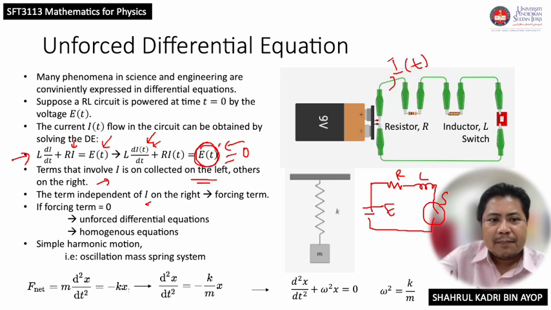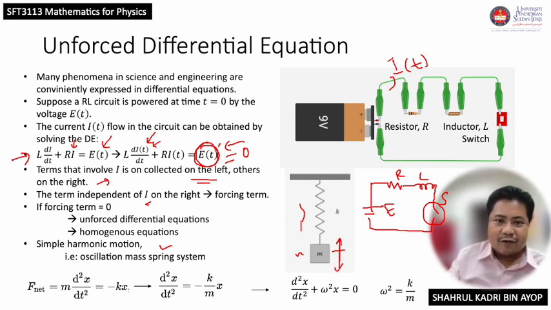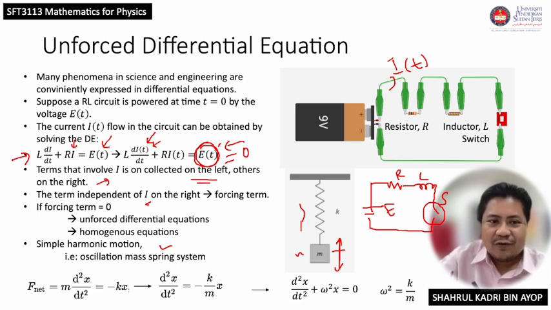Okay, so an example of an unforced differential equation is simple harmonic motion. Okay, so the oscillation of a mass-spring system, where we have a spring here, and then we have a mass. When we release this mass, if we ignore the forcing term, that means just pure motion, so this mass will oscillate freely. That means there is no forcing term, so it can be expressed using this equation.